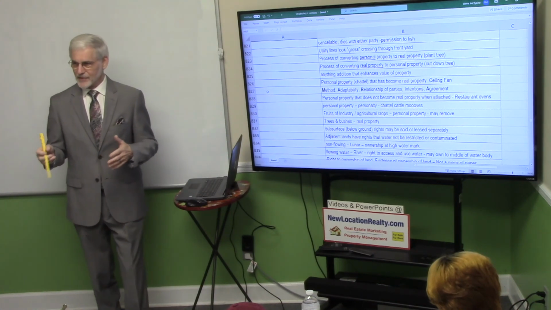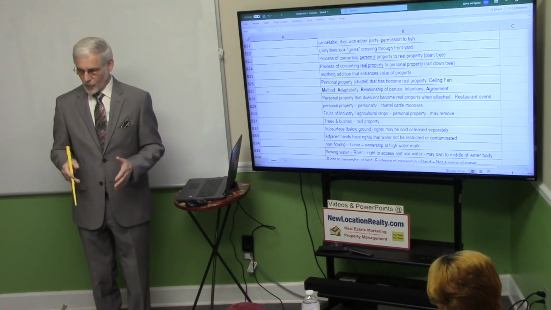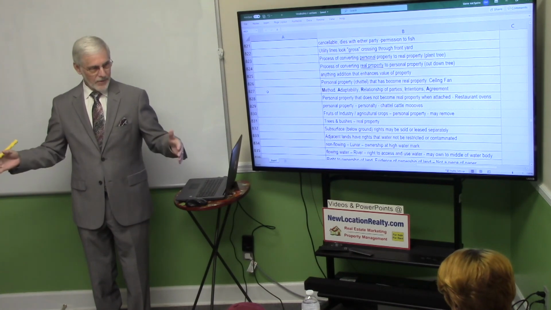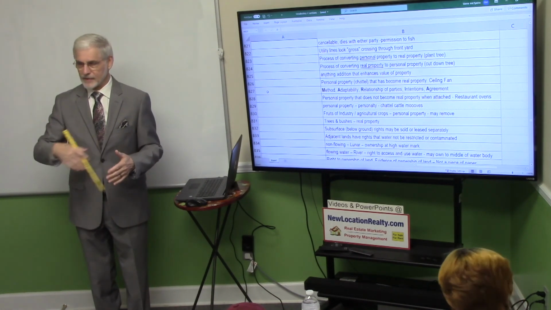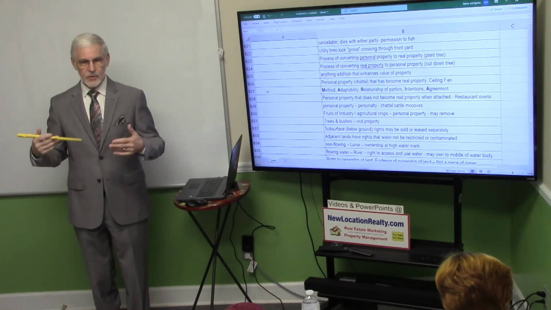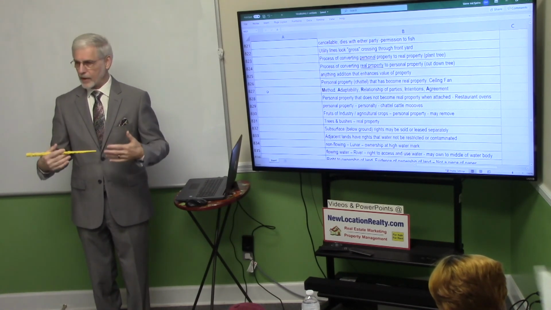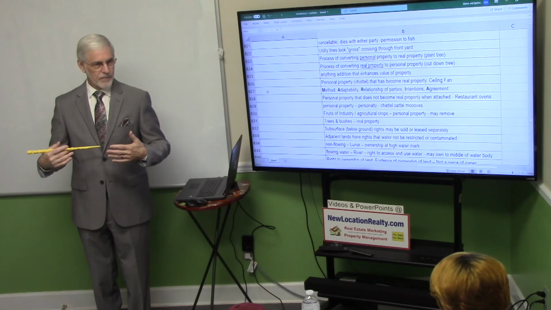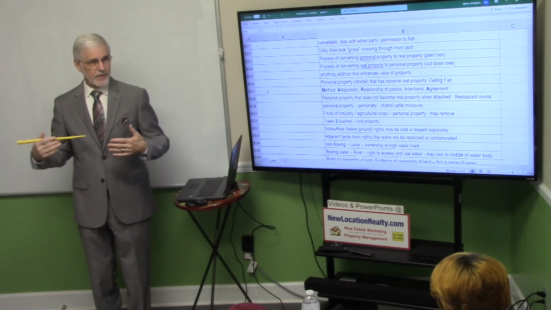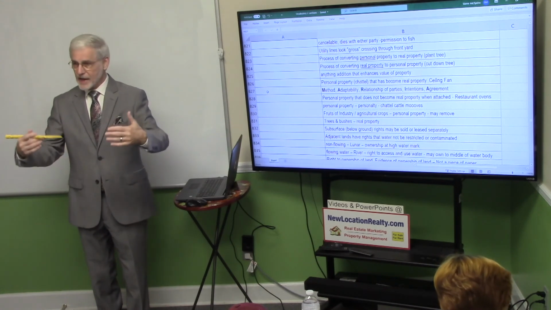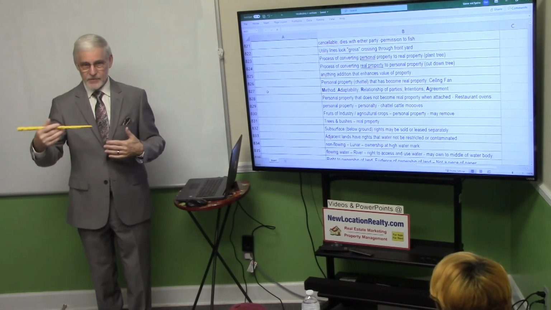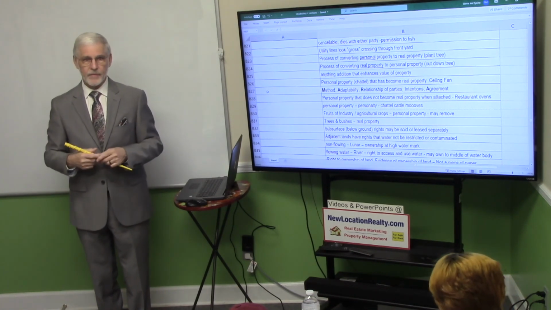Riparian: if it's navigable water, like the Tennessee River where they run barges down, your land rights would go to where? To the edge of the water. If it's non-navigable, your rights go to the center of the water.